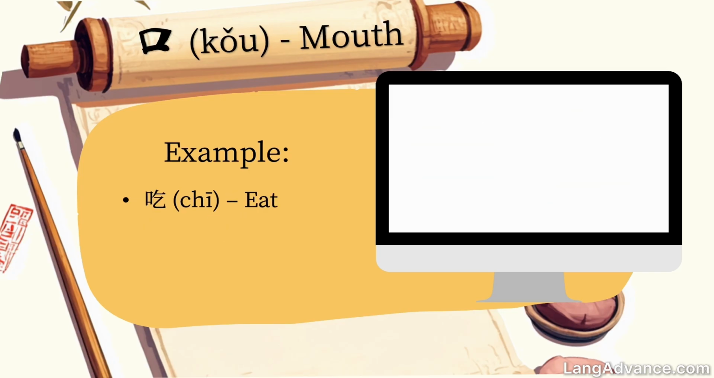The radical 口, which is mouth. For example, we use the word 吃, which is eat. How do you eat? You use your mouth, isn't it? So that's why you will see we have the radical 口. Easy.